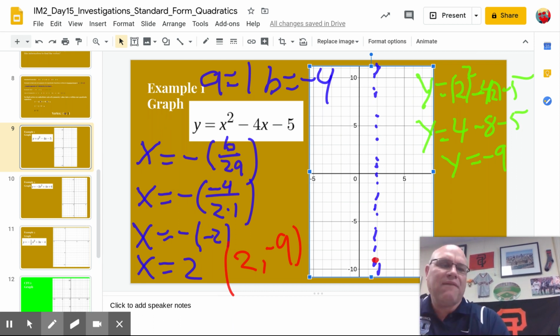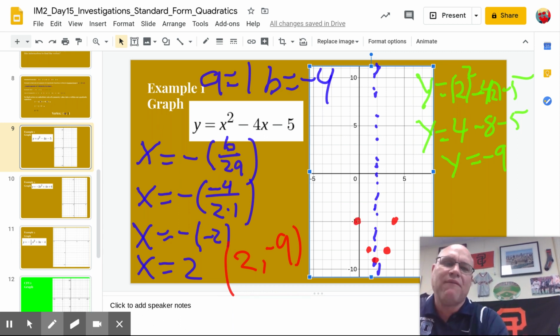So we're going to use the a value as 1. It's just like the parent graph. I go over 1, up 1 squared is 1. So I go over 1, up 1. I can do that on both sides. I go over 2, 2 squared is 4. So I go up 4. 1, 2, 3, 4. I do that to both sides.